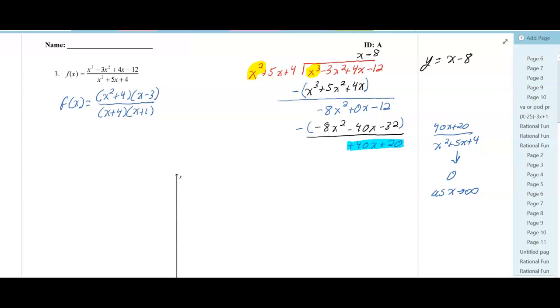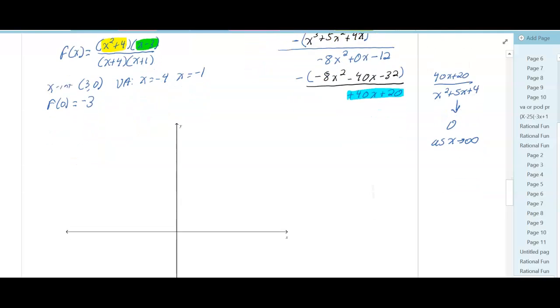So looking at the function in factored form, the x squared plus 4 has imaginary zeros, but we do get 1 zero at x equals 3, so that's one x-intercept. In fact, it's the only x-intercept. We have vertical asymptotes at x equals negative 4 and x equals negative 1. Again, there cannot be a horizontal asymptote if there is a slant. The y-intercept, so if you find f of 0, you're going to get negative 3.